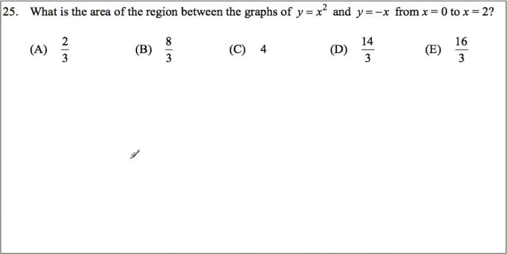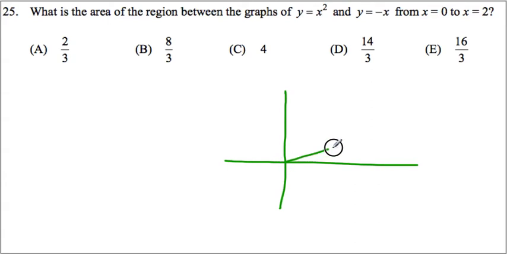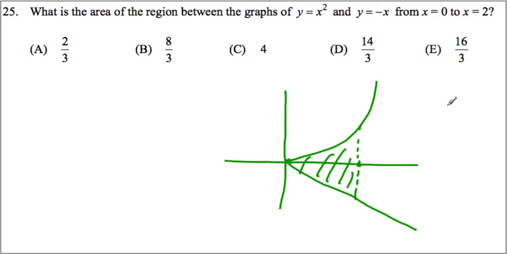Alright, number 25. What is the area between this graph and this graph from 0 to 2? If you sketch it, I believe it will be easier for us to see. That's basically what we have, and y equals negative x goes down this way. So from 0 through 2, approximately we are looking at this area.